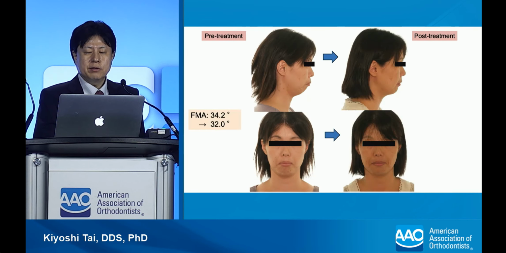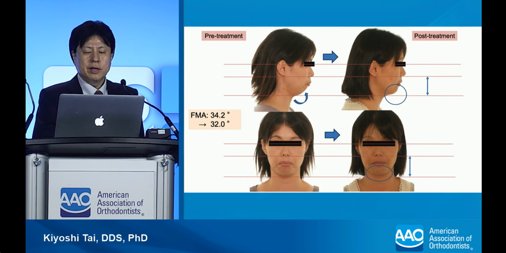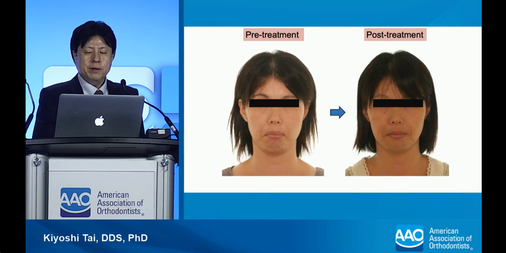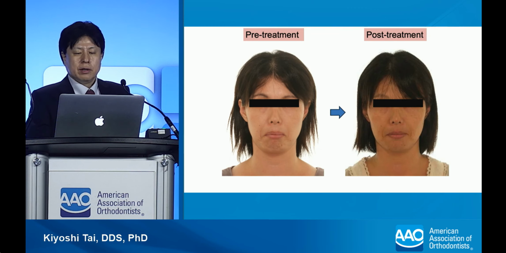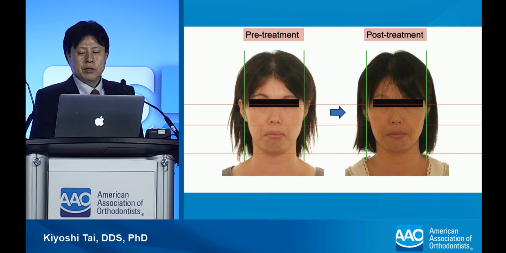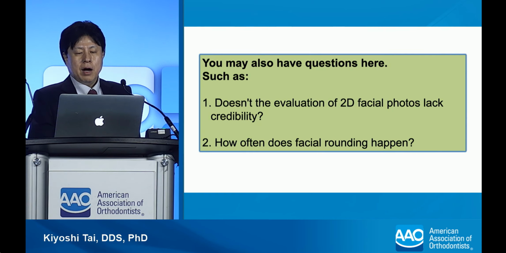Let's look at the next case. As I mentioned earlier, her face also seems to have become slightly rounder as a result of decreasing the lower facial height. Perhaps you have some questions here. Number one, is the evaluation of the 2D facial photo reliable? Number two, how often does the facial rounding happen?